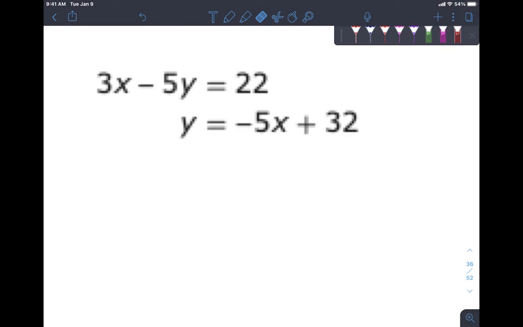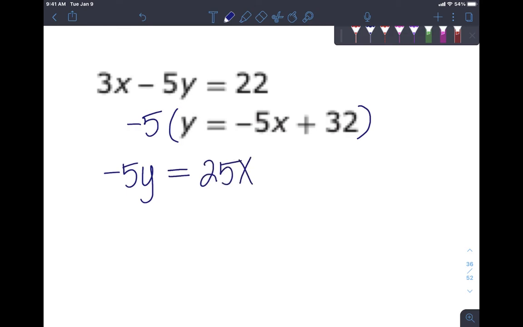So, what I'm going to do is try and get those to cancel out. So I'm going to multiply the bottom guy by -5. So -5y equals, and over here, 25x and 150, 160. All right, so now I have one equation. I'm going to bring down the other one. I'm going to copy it exactly as it is.